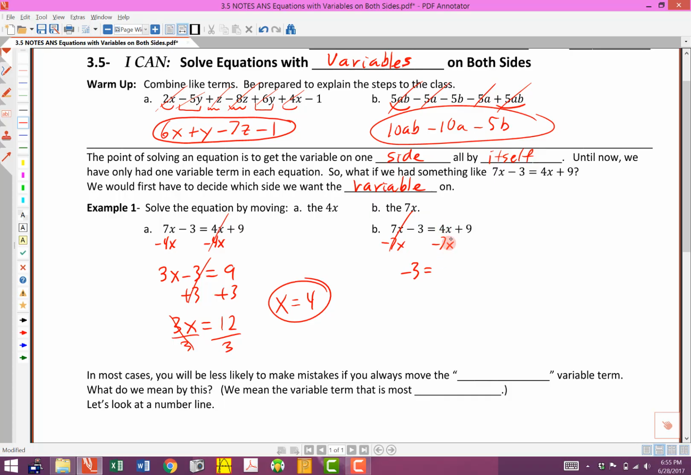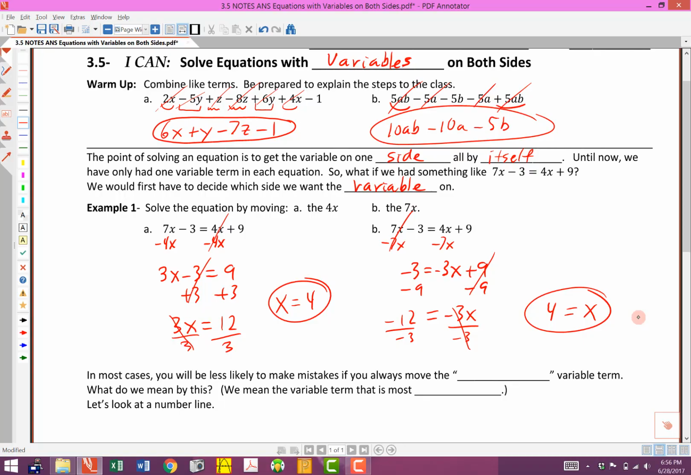4x minus 7x, again, different signs, we're going to find the difference. That's going to be negative 3x plus 9. And now I still have a two-step equation to solve, so let's go ahead and solve that. Let's subtract the 9, so we can isolate that variable term. Cancel to be 0, left with negative 3x over on this side, and negative 12 over on this side. Get rid of that multiplying by negative 3 by dividing by negative 3. Those are going to cancel, so we get an x on the right hand side, and negative divided by negative is a positive, and 12 divided by 3 is 4. So we get the same answer either way.